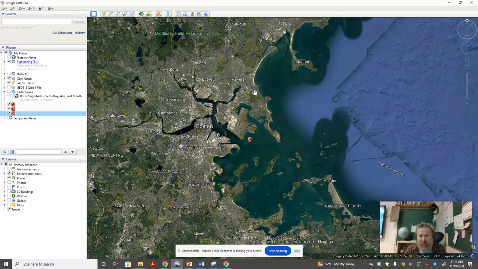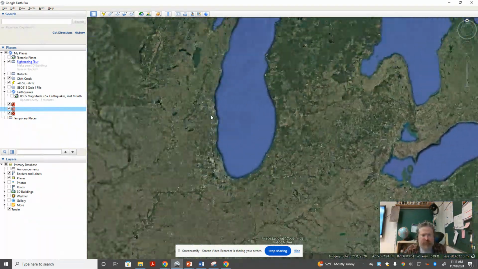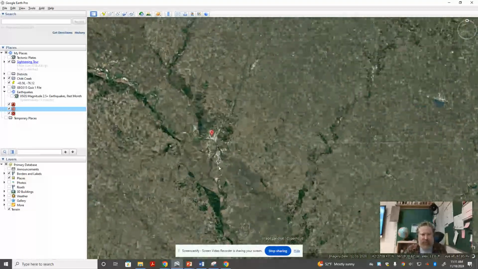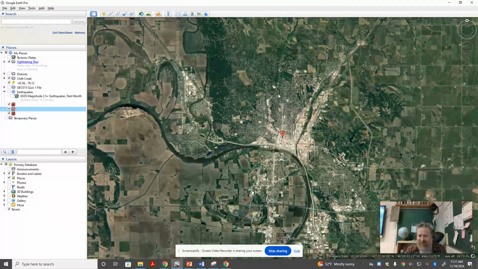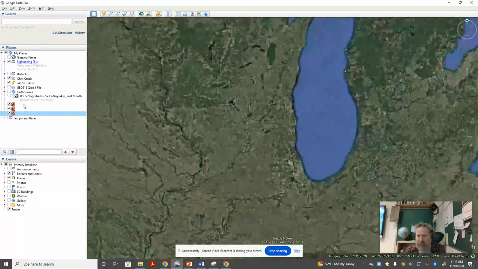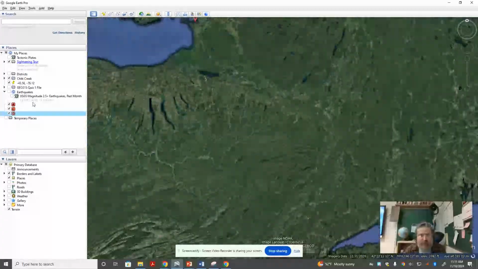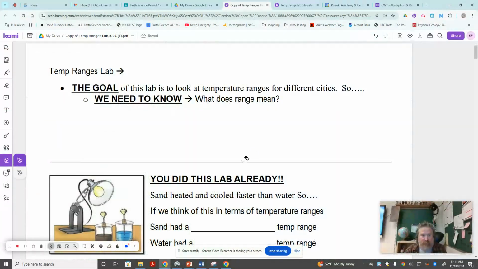I'm going to look at one city that has a lot of water around it, a coastal city, and I'm going to look at another city that does not. We're going to call it the continental city, the one that's off in the Midwest somewhere. When the sunlight hits this versus when the sunlight hits Boston over here, there's a difference, right? And your lab mimics that difference. That's what we're looking for.